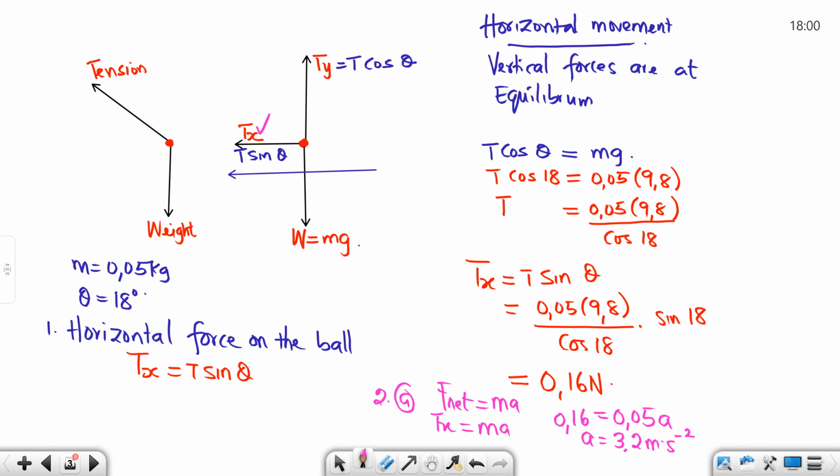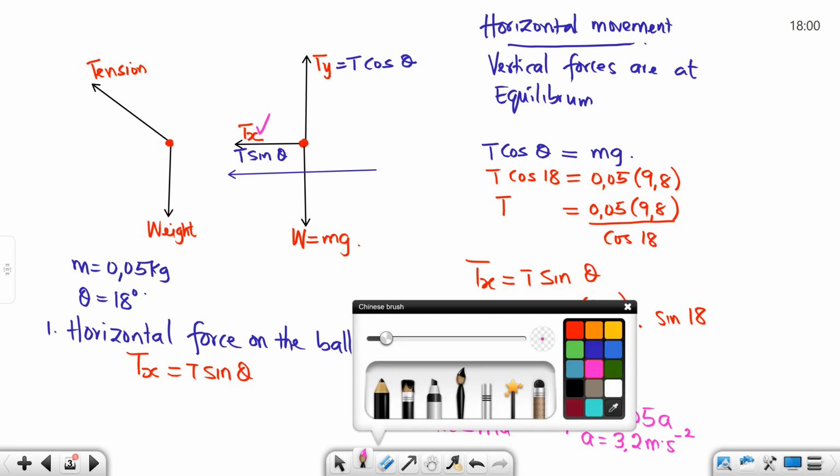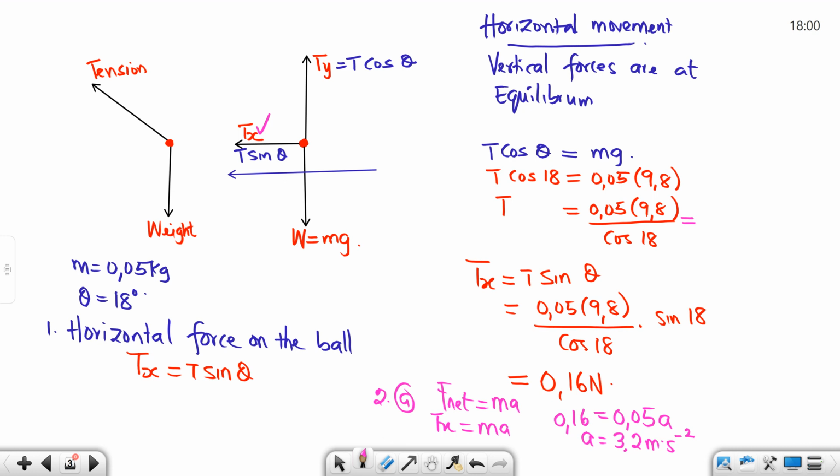You said T sine 18. Why? Okay, let's see. You're making a mistake. I see your mistake. You see, Zainab, you said T sine 18. What is your tension? I want us to differentiate. Look, this is my tension. Can you please calculate tension for me here? This is my tension. You used the wrong thing. 0.16 is not your tension. 0.16 is your horizontal force.